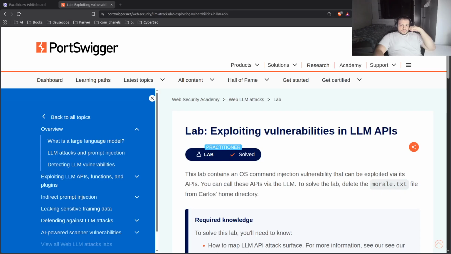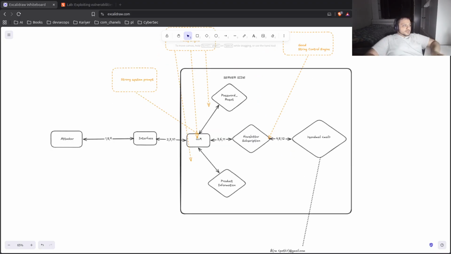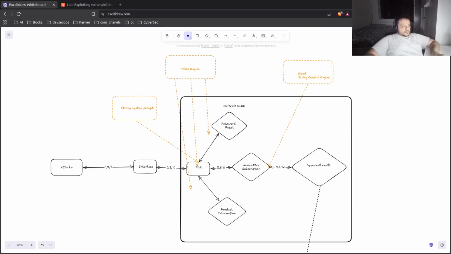Hello everyone. Today we will be talking about OS command injection by using exploitable LLM APIs without guardrails. This will be the lab that we will be talking about for today, and this is the architecture of today's laboratory.